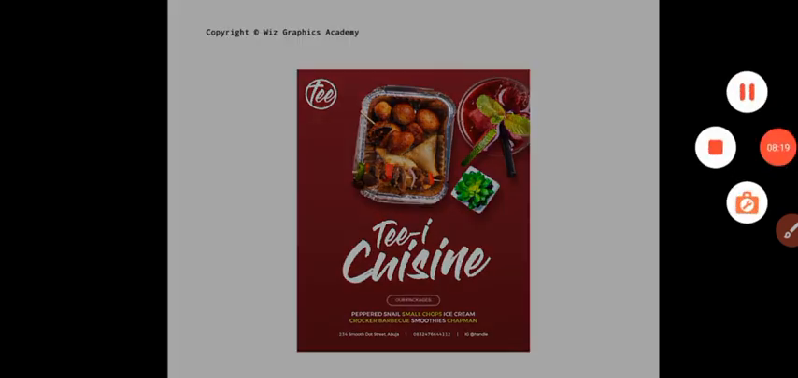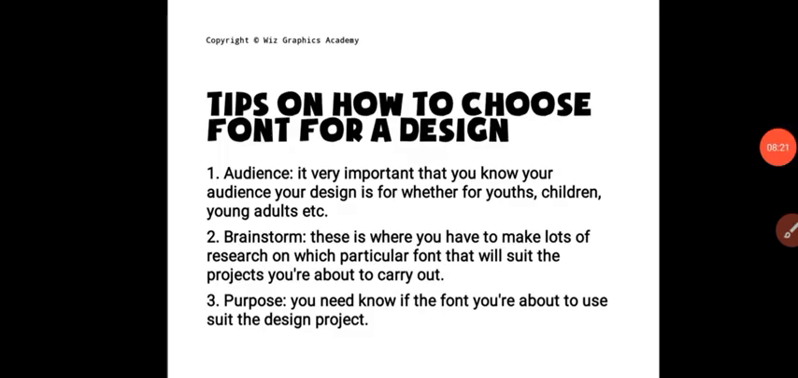So let's continue now. The next thing we are going to be looking at is tips on how to choose fonts for a design. I usually get this question from my students that they find it difficult to choose fonts for their design, and it is very simple. So I'm going to be teaching you here and right now.